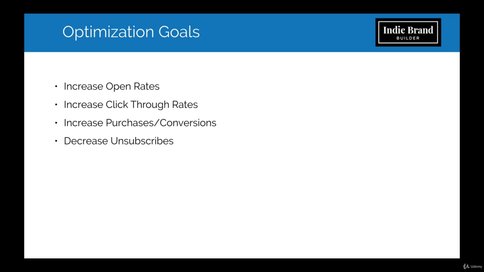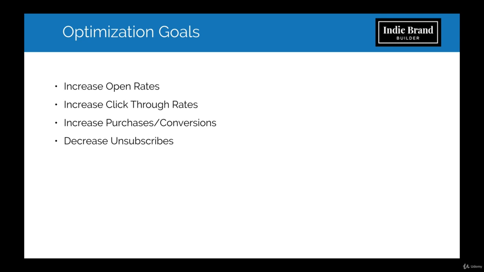First of all, you may want to optimize your emails to increase your open rates. That is the percentage of people who actually open your email. And the primary factor there obviously is going to be the subject line as well as the long-term relationship that they have with your brand or your company.